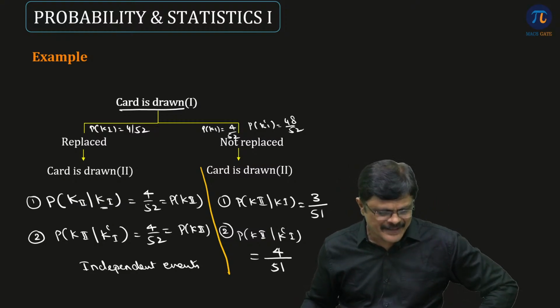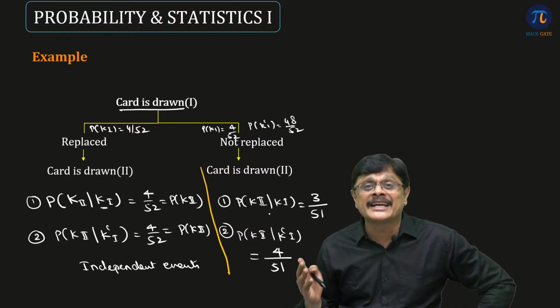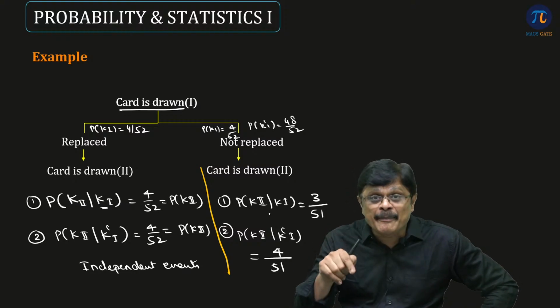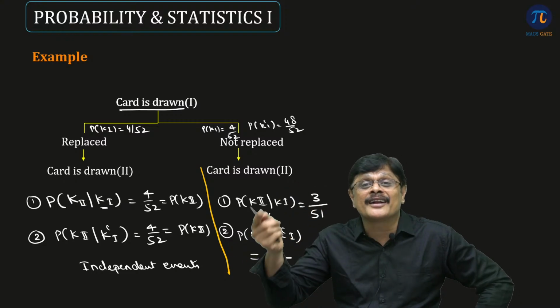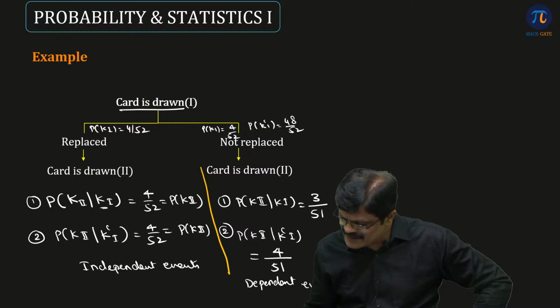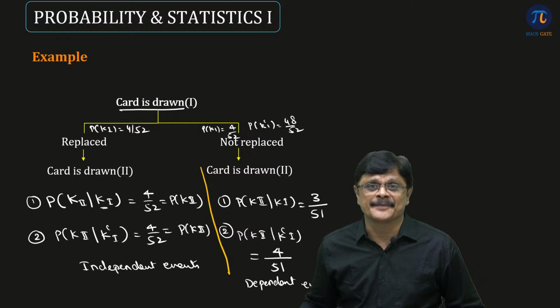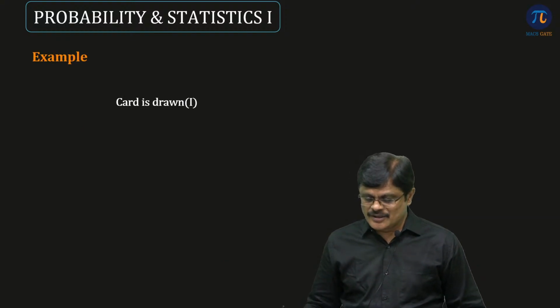4 by 51. Is this idea clear, sir? So what is the probability of getting a king in the second draw depends on what is already done. Here these events become dependent events, because one affects the other. Am I clear? So please note that.